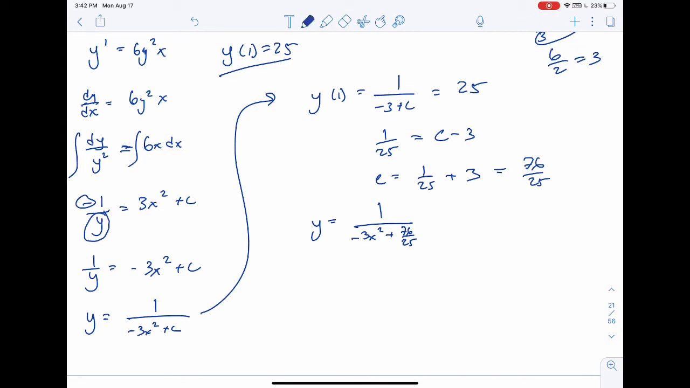Okay. It's probably worth cleaning up here. So I'll multiply top and bottom by 25. I get 25 over negative 75x squared plus 76. All right, so there's my y function.